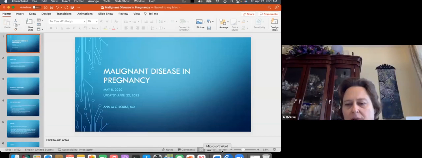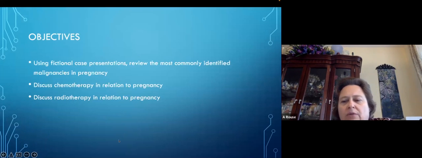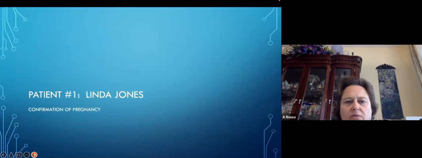All right, we've got our last topic to cover, and this is malignant disease in pregnancy. So there's lots of different things. There's certain types of cancers that you're going to hear about more. I have created fictional cases, and we're going to use those fictional cases to review most commonly identified malignancies in pregnancy. And we'll touch briefly on chemotherapy and radiotherapy. Chemotherapy specifically listing the key, you'll see it on your tests, but also in clinical practice, some of the side effects and long-term side effects or risks.